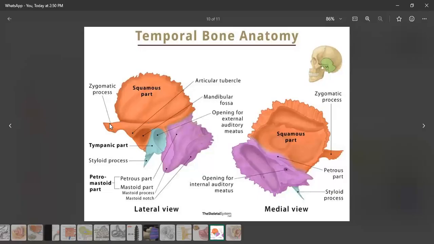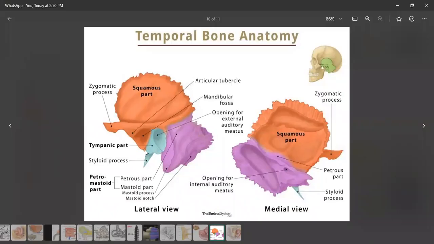So the zygomatic process is what articulates with the zygomatic bone in front. So that is the squamous part. And then at the back, you have the mastoid part, or the petromastoid part. So the petro part is on the medial side. Looking at it from an external part, it's mainly the mastoid part. So the mastoid part has this mastoid process, and this mastoid notch, which you can feel behind your ear.